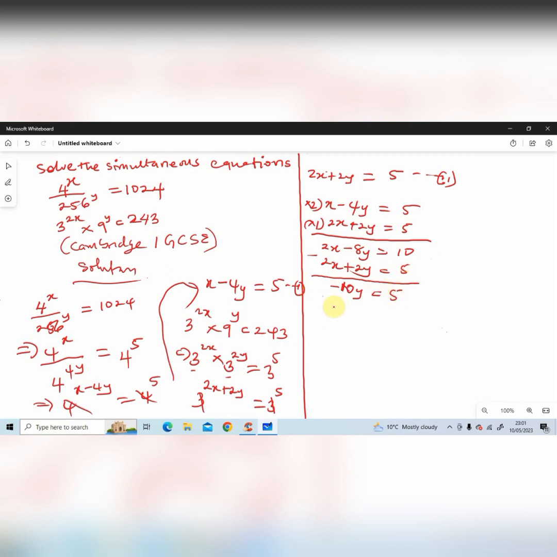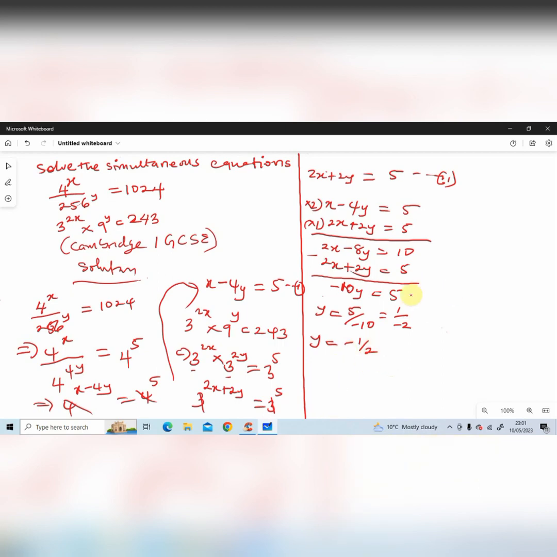So for me to get the value of y here, I'm going to divide both sides by minus 10, that is by the coefficient of y. So that will give me y is equal to 5 divided by minus 10. 5 over minus 10. Okay, that will give me 5 cancel 1, 5 cancel minus 2. So y becomes minus 1 over 2. Now I'm going to substitute for y using either equation 1 or equation 2.